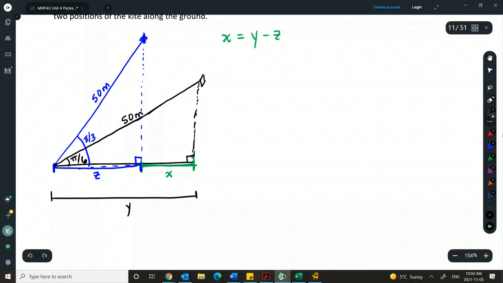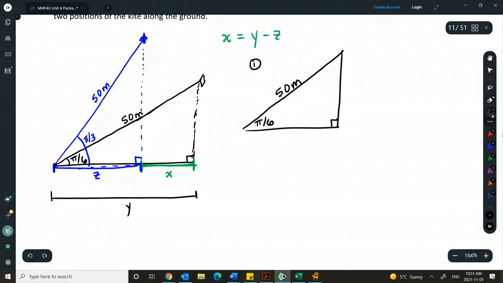Okay, so let's just look at these two triangles. Sometimes it's nice to just separate these out into their own triangles, right? I'm going to look at triangle number 1, the black triangle, for a second. And the black triangle has a 50-meter hypotenuse. It has pi over 6 here, and we labeled this side as y. This is what I want to know, right? Y is my question mark here.